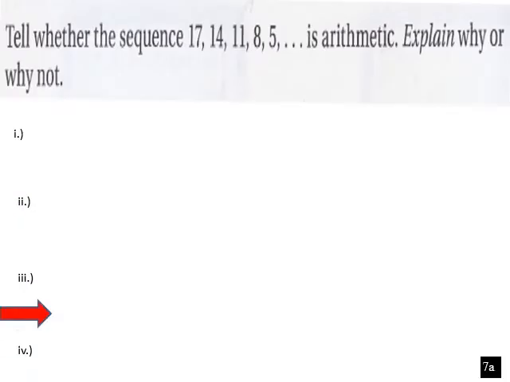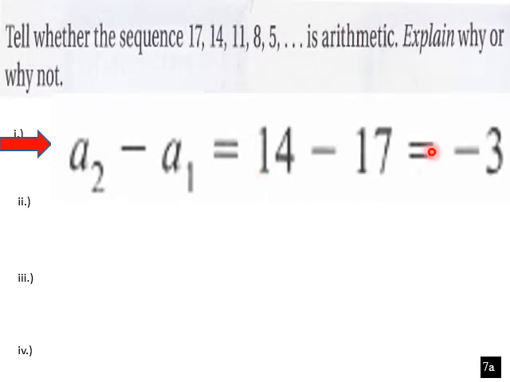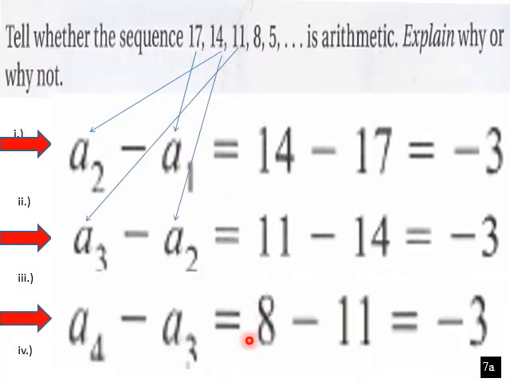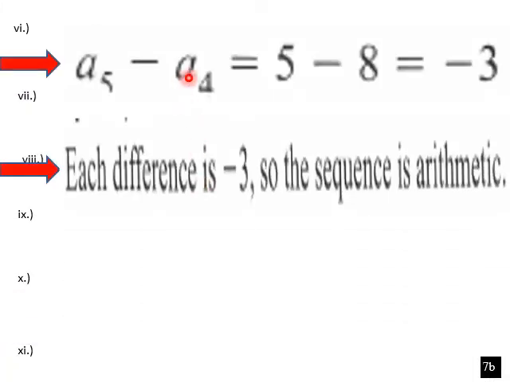And guided practice. So a2 minus a1 is -3, a3 minus a2 is -3, a4 minus a3 is -3, and a5 minus a4 is -3. Each difference is -3, so the sequence is arithmetic.